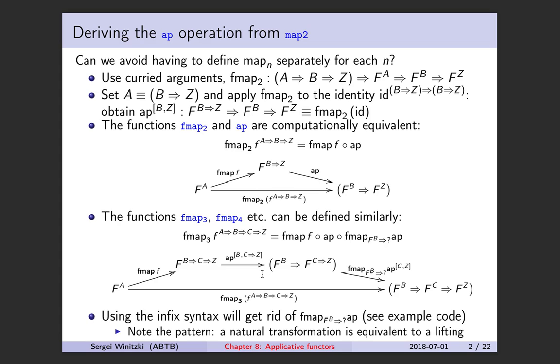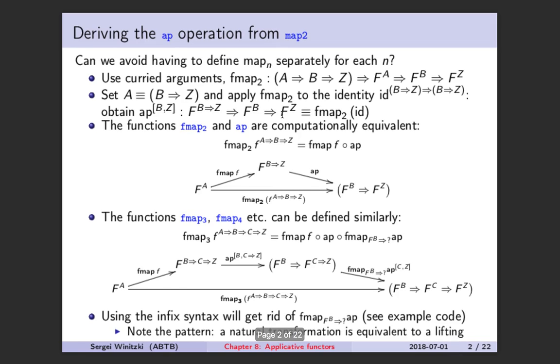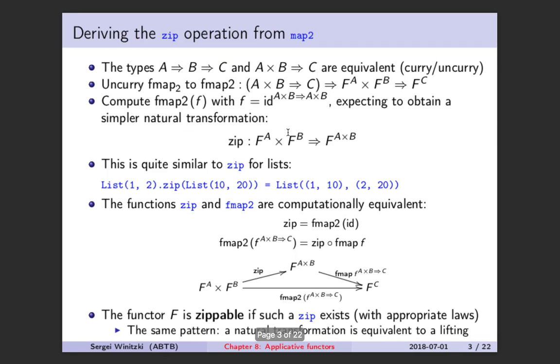I illustrate how fmap 2, 3, and so on can be represented through app, and also how to describe certain syntax that people use to avoid using these fmap 2, 3, and so on functions altogether. I also show how the zip function is derived from map2, and I show that they are equivalent, just as app was equivalent to map2.